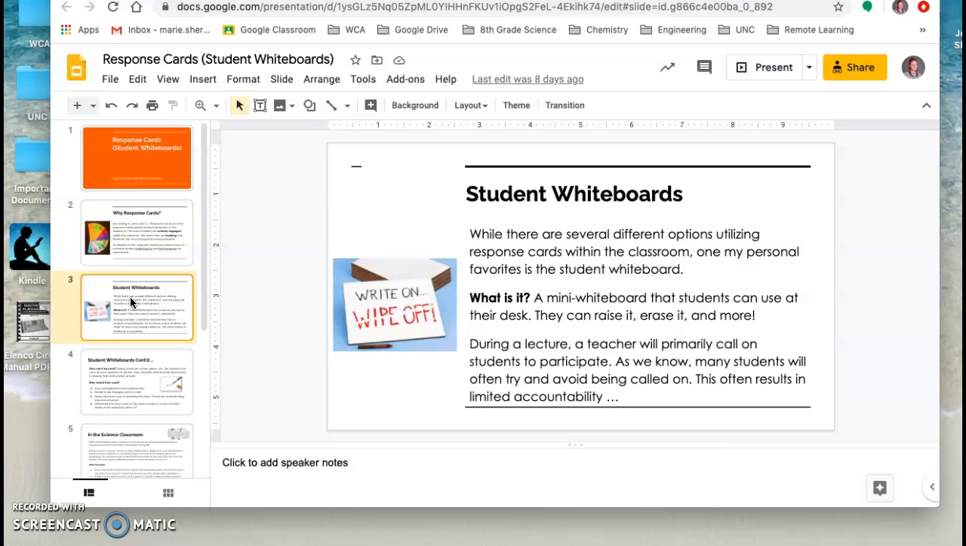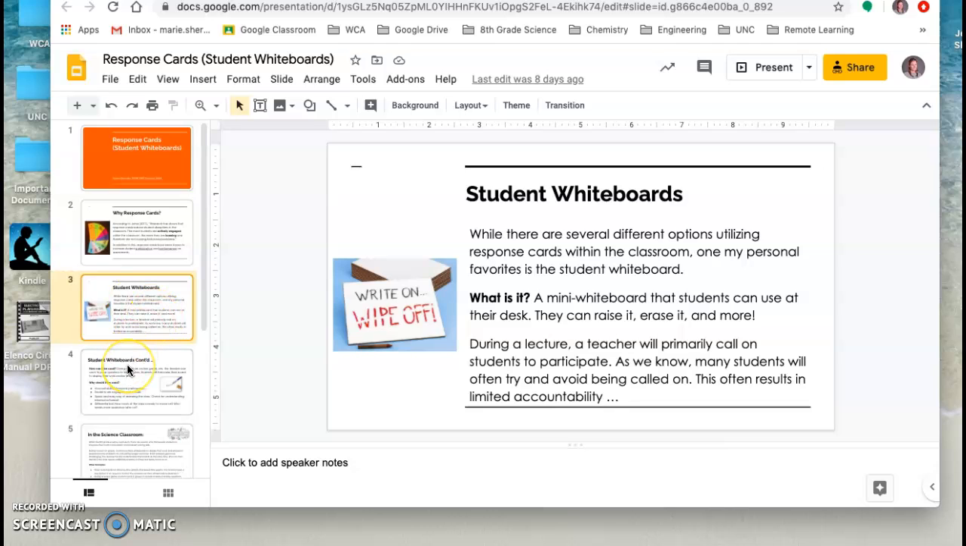It's nice if your classroom, or let's say your department, purchases a set of student whiteboards. You can hopefully pass it out to each student. The idea behind it is that during a lecture, the teacher is going to pose a question or a set of questions to their students, and then the students are required to either write their work or write out their answer on the whiteboard and then show their answers.